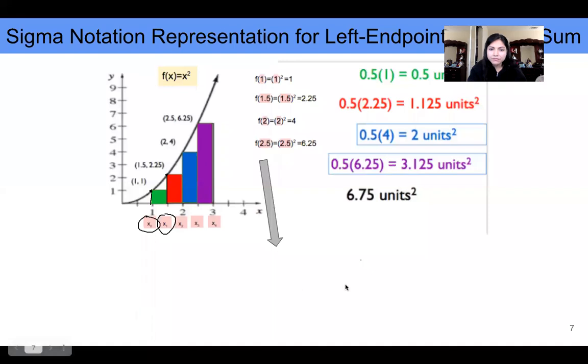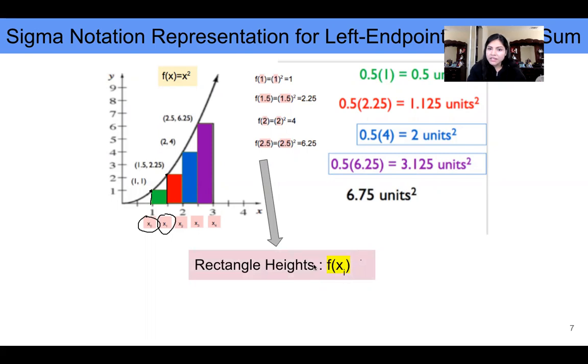We are finding the rectangle's heights by plugging in f of x sub i. This is representing all of those rectangle heights that you see right here. Because x sub i, the subscript i, is going to represent 0, 1, 2, or 3. So that is a condensed way to represent those heights.